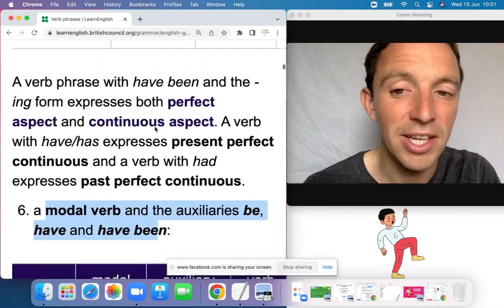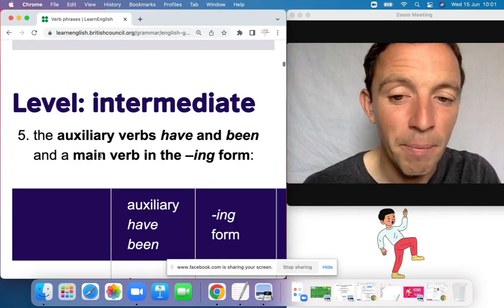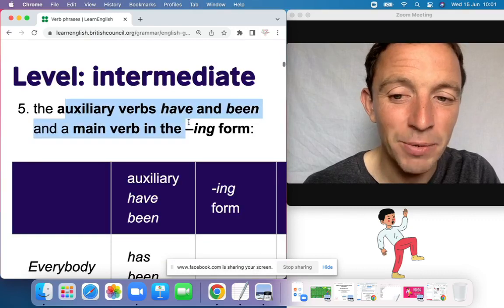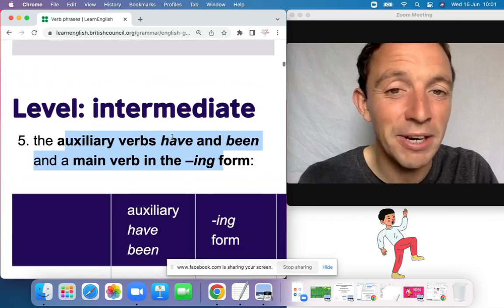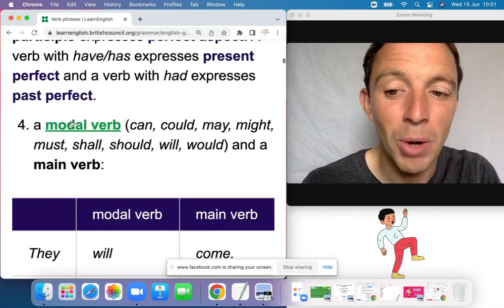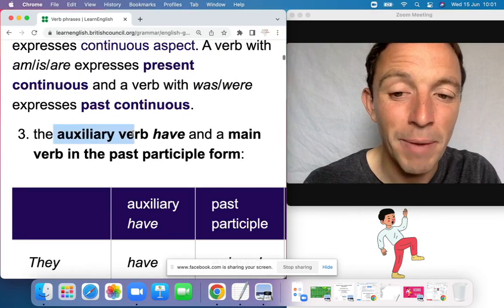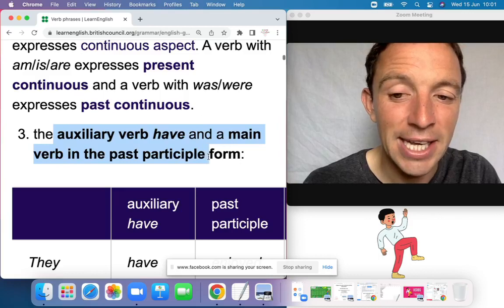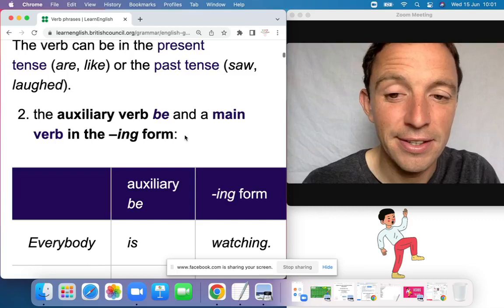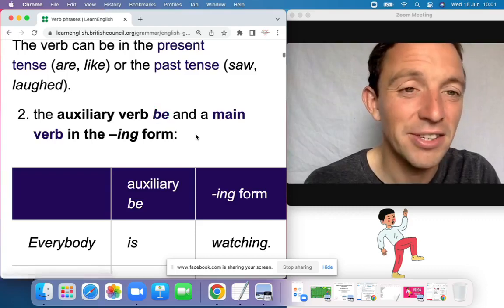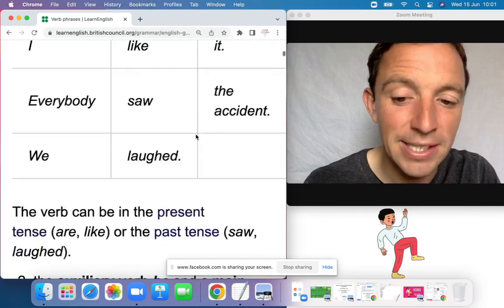Okay, so we had lots of different structures, and we had level intermediate, auxiliary verb have and been with a main verb in the ing. So that's the present perfect continuous or the past perfect continuous. Very important. And then we also had the modal verb, and we had here auxiliary verb have and the past participle, that is the present perfect. And we had the present continuous or past continuous, and we also had the present simple or past simple.